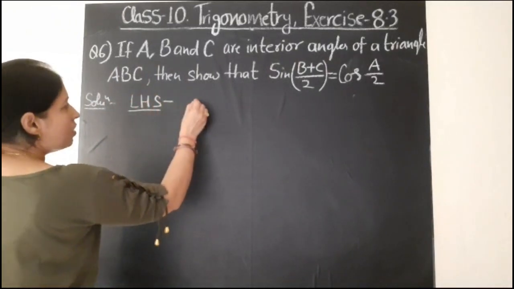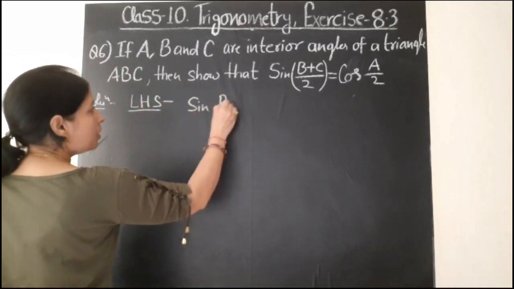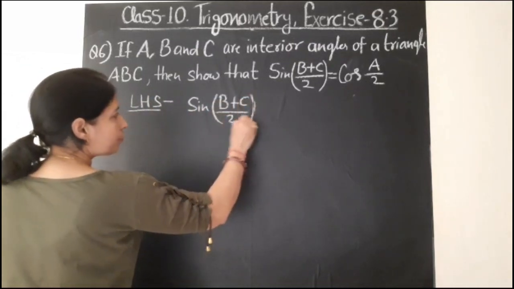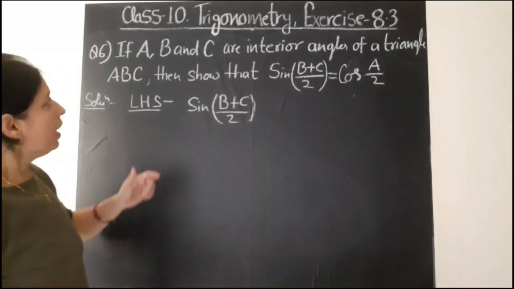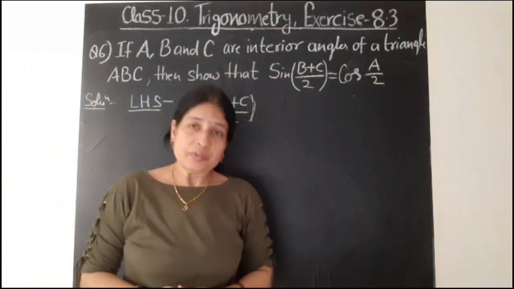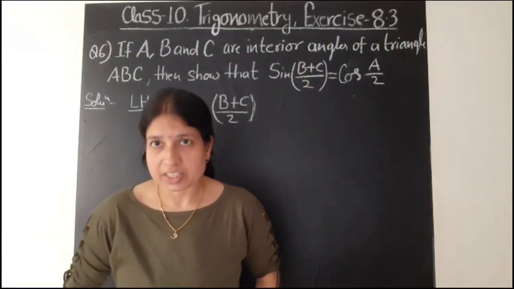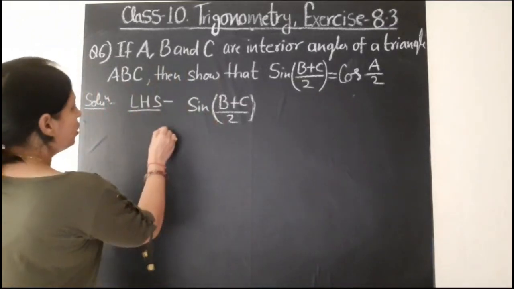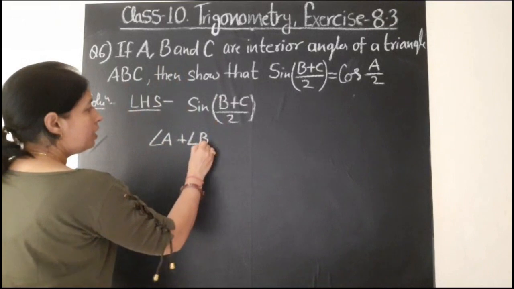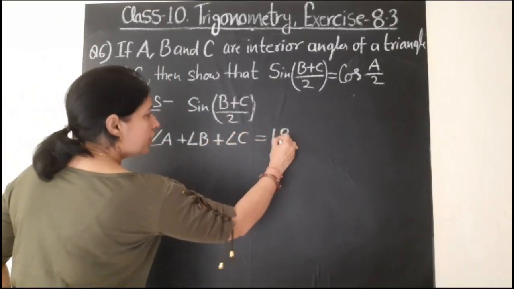Here LHS is equal to given sine (B plus C) by 2. Okay. And it is given A, B, C are interior angles of a triangle. We know that sum of all the angles of a triangle is always 180 degree. So here you can write angle A plus angle B plus angle C is equal to 180 degree.